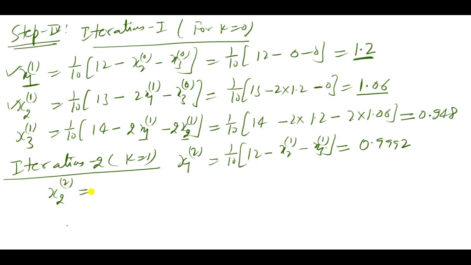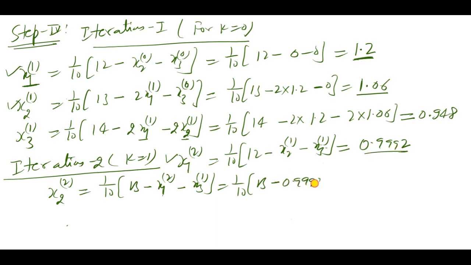And x2^(2), that is put k is equal to 1 in equation 2. x2^(2) is 1 by 10, 13 minus x1^(2) minus x3^(1). Now 1 upon 10, 13 minus x1^(2), the value of x1^(2) is 0.9992, minus x3^(1), x3^(1) is 0.948, and simplify this with the help of the calculator, then this value is 1.0053.